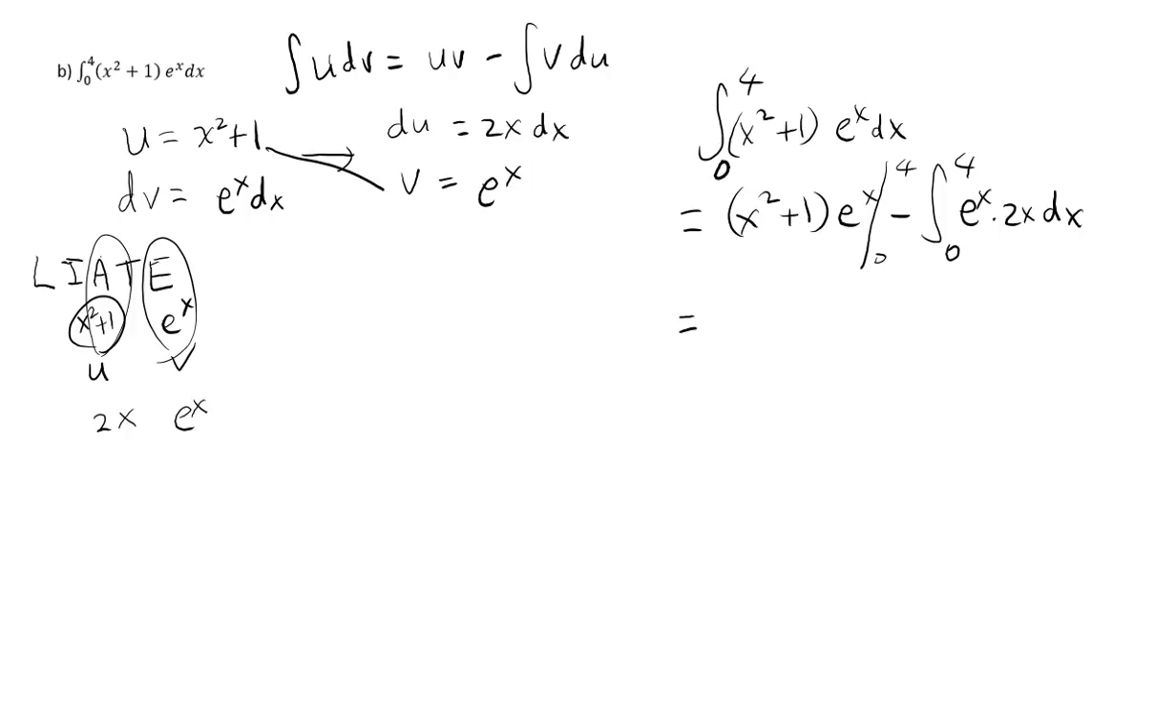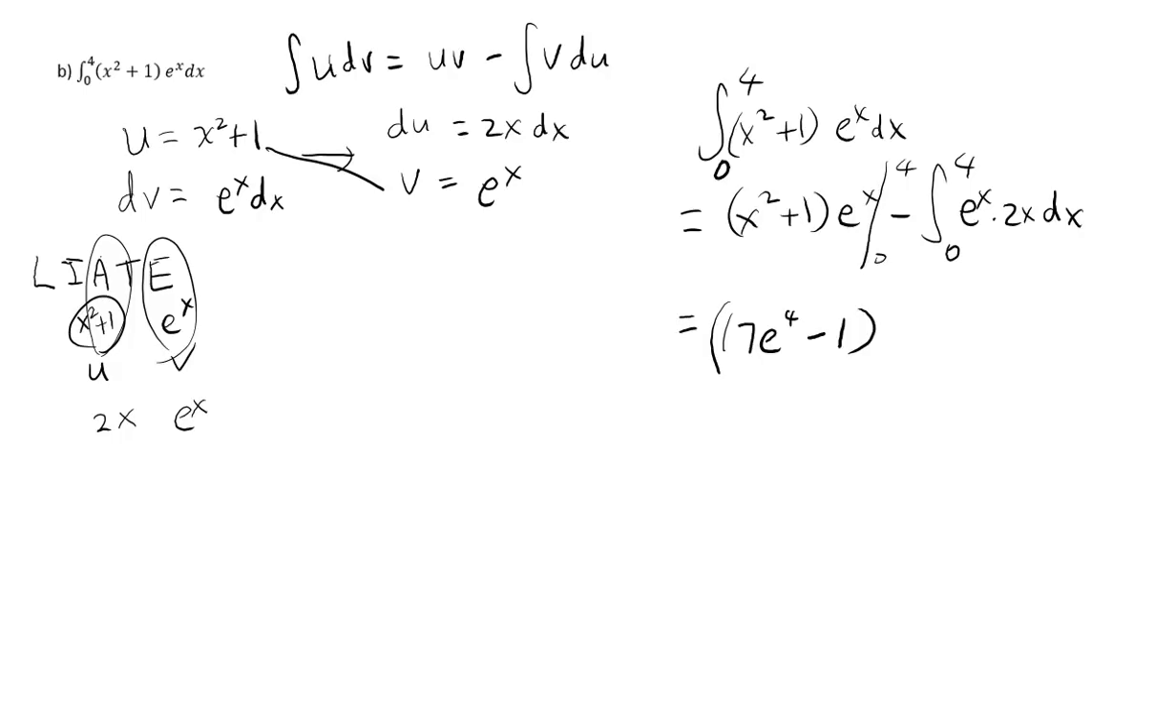That's much faster. Okay, so when you plug in 4, you have 4 squared is 16, 16 plus 1 is 17, 17 times e to the 4 is what you get. When you plug in 0, you get 1, and e to the 0 is 1, so you get minus 1. So that's what you get from this one.